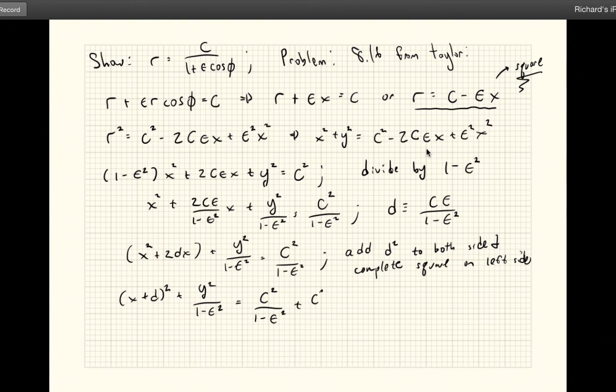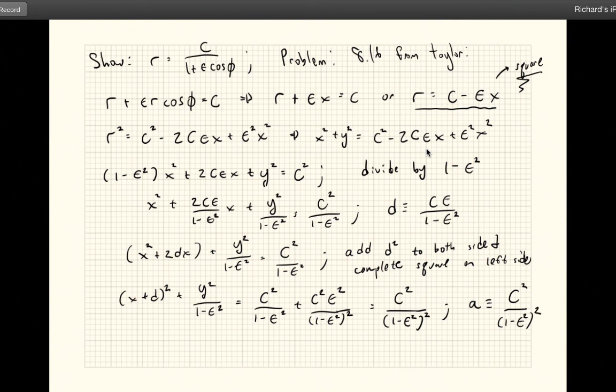plus c² ε² over 1 − ε², right? That's just d² written out. And what you'll find out is you can collapse this right-hand side, it will simplify to c² over 1 − ε², okay? And I'm going to call that a², right? c² over 1 − ε².